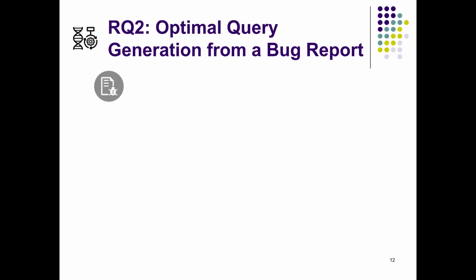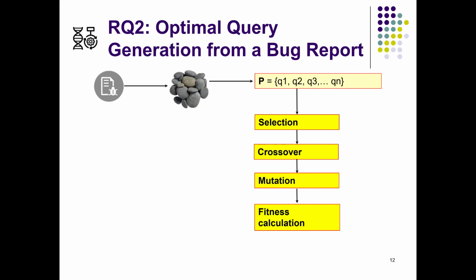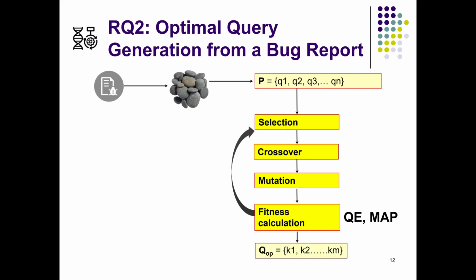So first we take a bug report, and from that bug report, we extract all the individual keywords. Then from those individual keywords, we generate a population. In that population, each individual is basically a combination of multiple keywords, right? Now, if you have a bit of experience with genetic algorithms, you will know that this population will go through different kinds of genetic operations like selection, then crossover, then mutation, and then there will be the fitness calculation. What we use for fitness calculation is query effectiveness and mean average precision. And obviously, this is an iterative process, so it will go through multiple generations, and finally will come up with an optimal search query from this bug report.